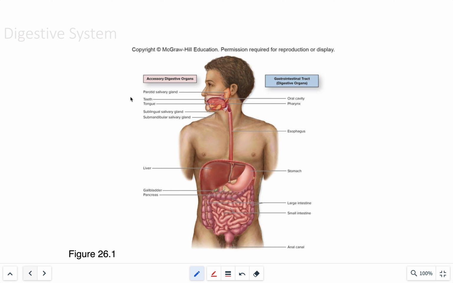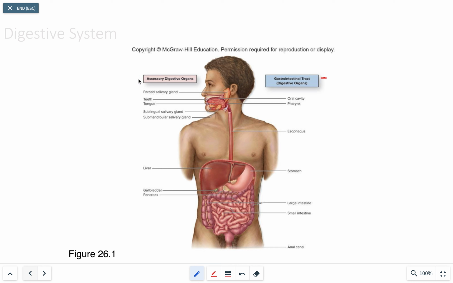is going to be basically the digestive organs themselves. And the main aspect with the digestive organs is that they're all housed within the gastrointestinal tract, or they collectively make up the gastrointestinal tract. We see the oral cavity as part of it, the pharynx, the esophagus, the stomach, large intestine, small intestine, and eventually out through the anal canal.